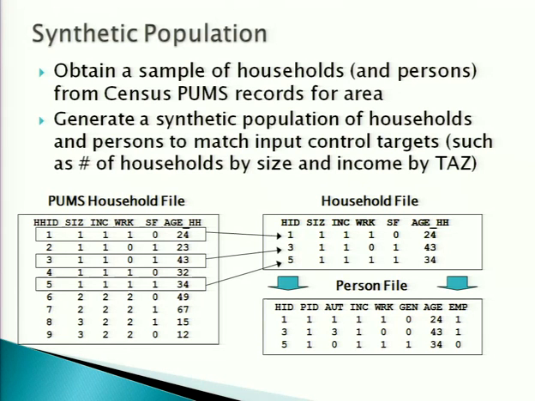So this is a PUMS household file. There's a bunch of households, and then the size of the household, the income, the number of workers, the age of the head of household, things like that. And we're going to draw a whole bunch of these records to generate a synthetic population for our region. So we'll go and get like the 10,000 PUMS records for Portland, and we'll create 3 million households by sampling from those households. We'll take a record and use it 50 times and create 50 households.